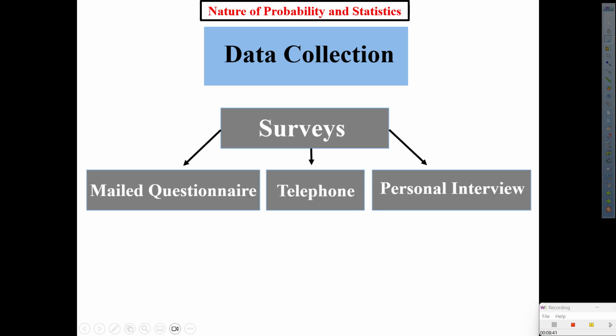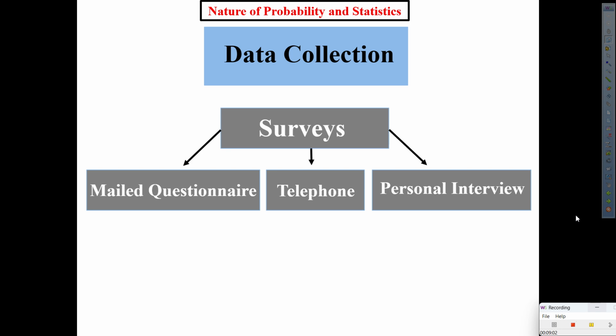For those of you that go to the mall, sometimes there are people with clipboards and they're like, excuse me, can I ask you a couple of questions? That's the type of survey. So on your notes, copy that, please. Surveys: mail questionnaire, telephone, and personal interview, the most common ones. Write that down, please.